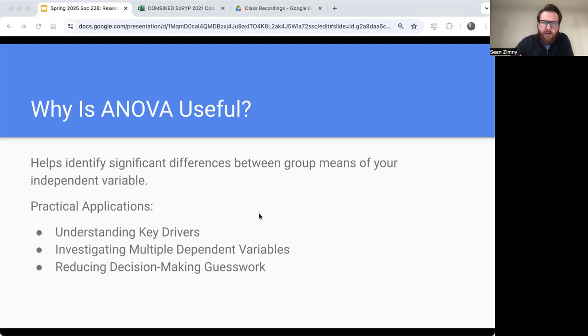So a couple practical applications of ANOVAs. Number one is understanding key drivers. When group means differ significantly, it suggests to us that the independent variable may influence the dependent variable. For example, examining how different landing page designs on a website, being the independent variable, affect things like click-through rates, the dependent variable. In marketing, that can be very useful to know.